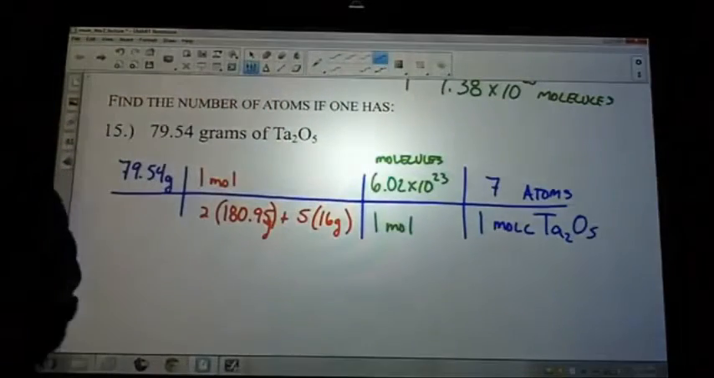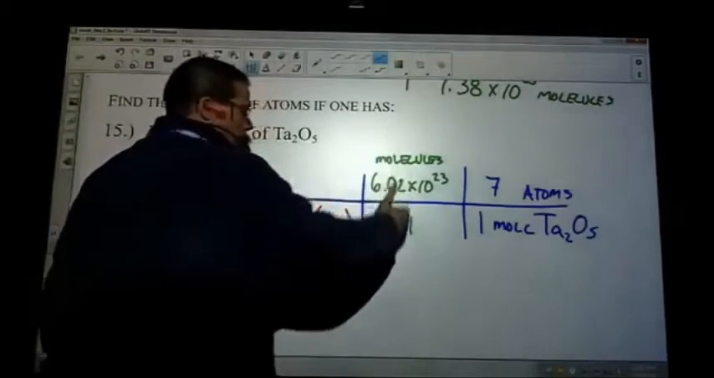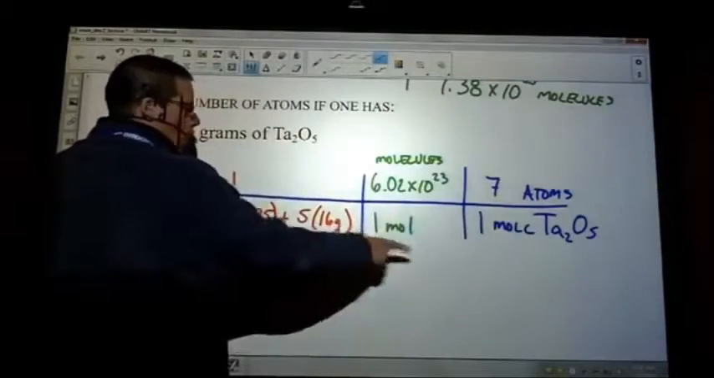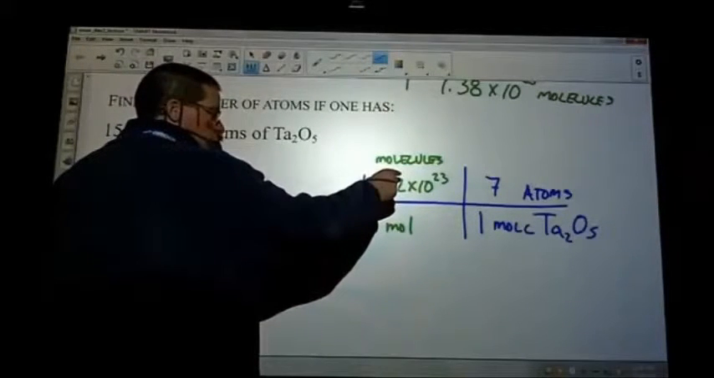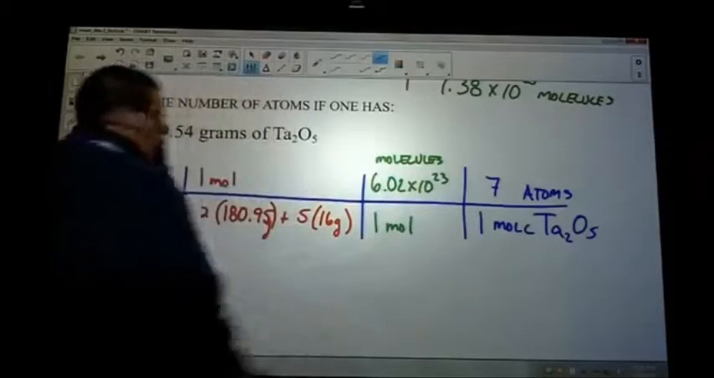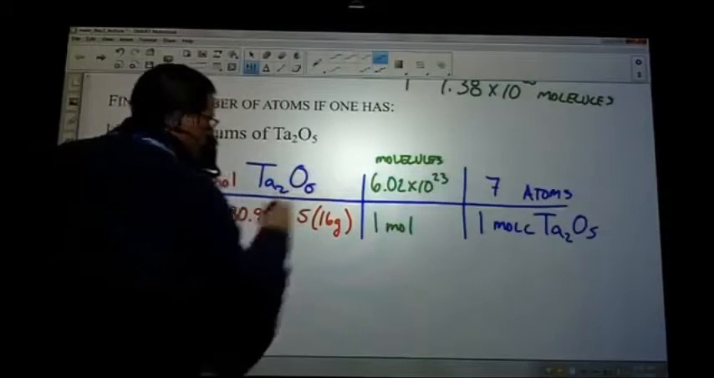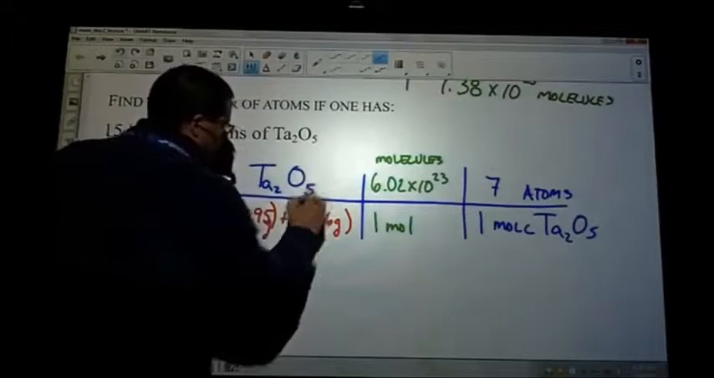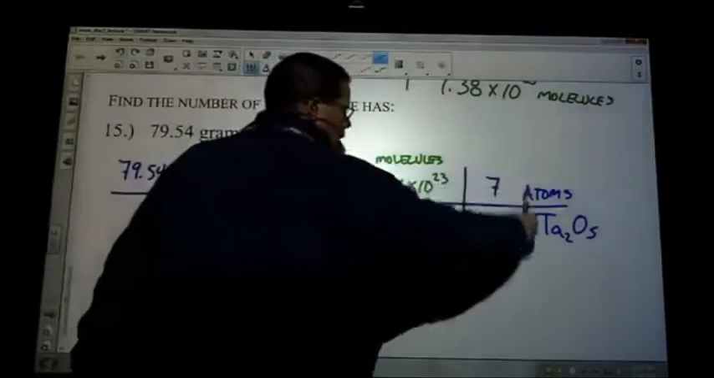Okay. So here's when we look at our, remember our verticals? These things are equal to each other. So in one molecule, I have 7 atoms. In 1 mole, I have 6.02 times 10 to the 23 molecules. In 6.02 times 10 to the 23 molecules, I have 1 mole of something. And in 1 mole of Ta2O5, I have this molar mass, whatever it is. So keep the columns equivalent.